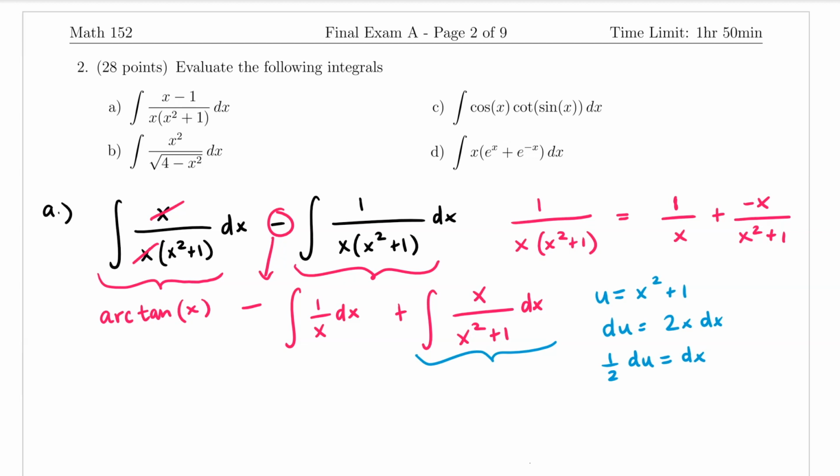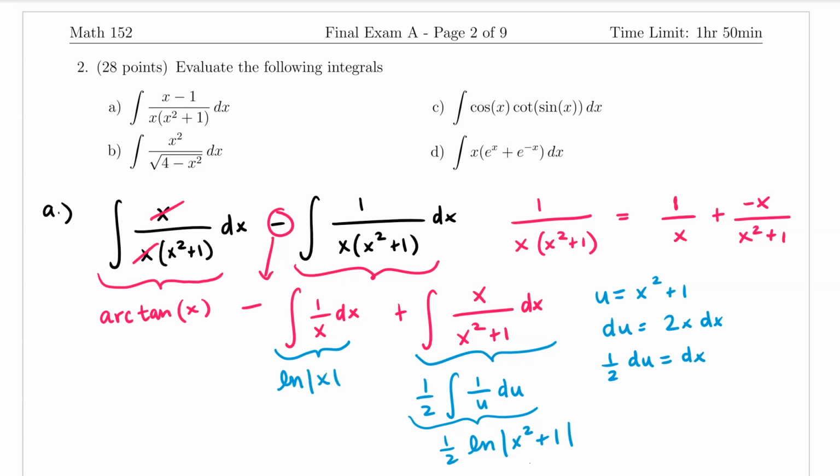So then I can rewrite this as 1/2 times the integral of du over u, or 1 over u times du, and that is going to end up equaling 1/2 times the natural log of the absolute value of u, which we define to be x squared plus 1, and then we would have our constant of integration.